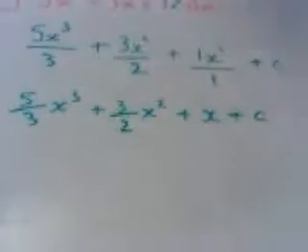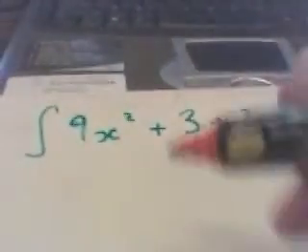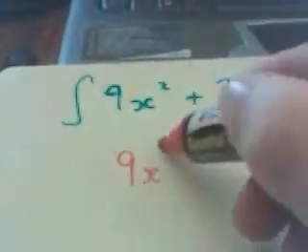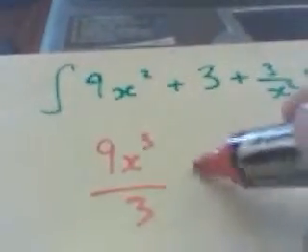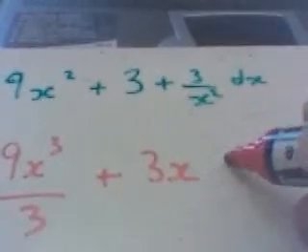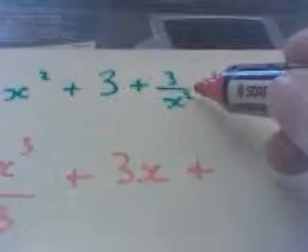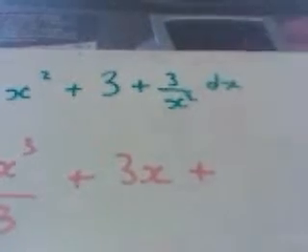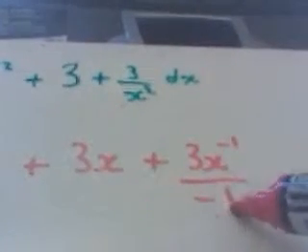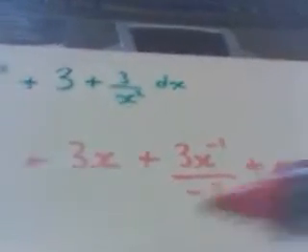We'll do a second one of those so you get the hang of it. So here's a slightly more complicated one, but once we're integrating, we should have 9x to the power 3 divided by 3, plus 3x, plus, now looking at this one, that's x to the negative 2, so adding 1 onto that gives 3x to the minus 1 divided by the new power of negative 1, and then don't forget the c on the end.